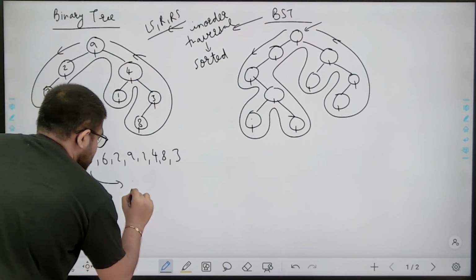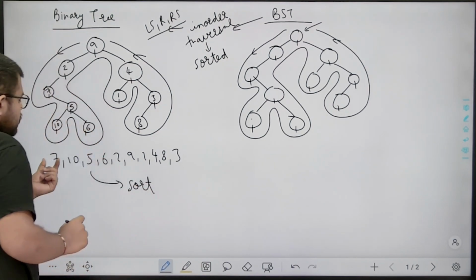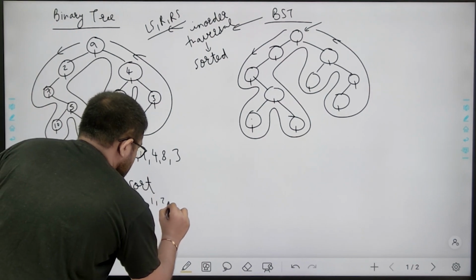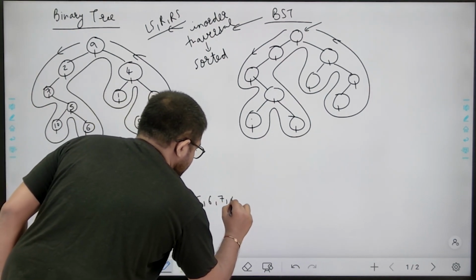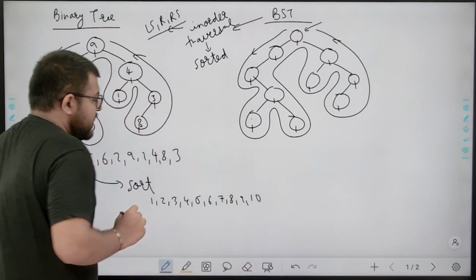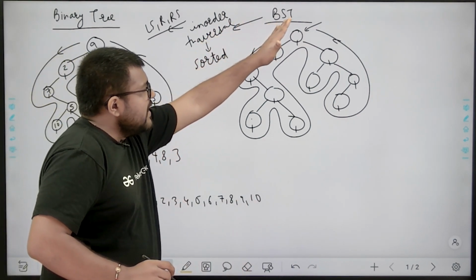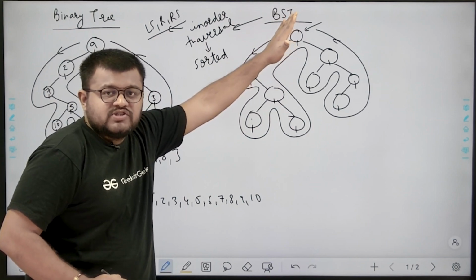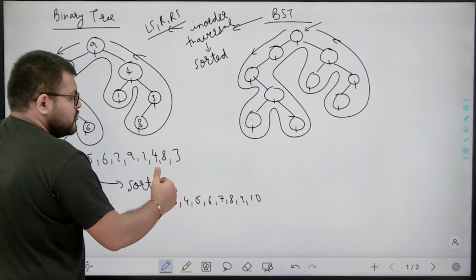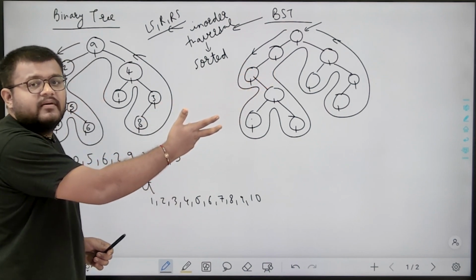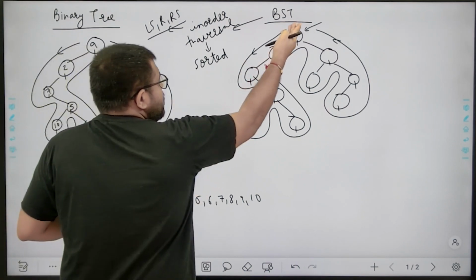Now I will sort these values. So what will I get? I'll get 1, 2, 3, 4, 5, 6, 7, 8, 9, and 10. Now I know that when I do in order traversal of a binary search tree, I'll get the values in sorted order. So instead of getting the values, I'll start putting values in the in order traversal. So I'll do in order traversal.